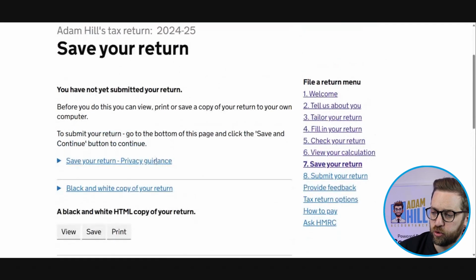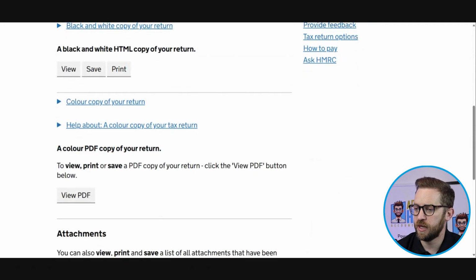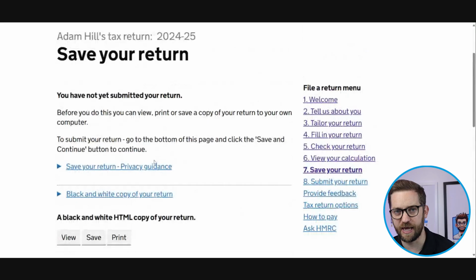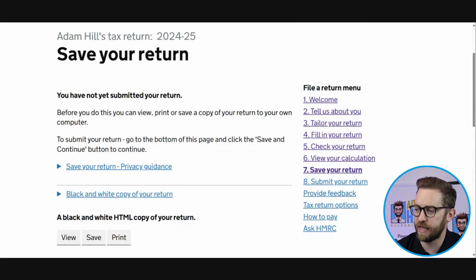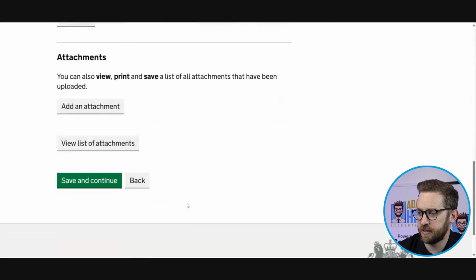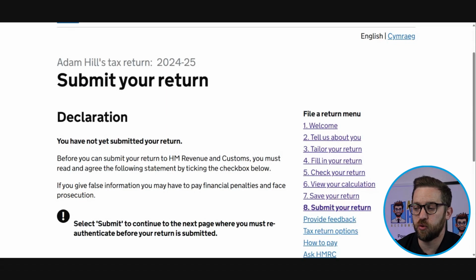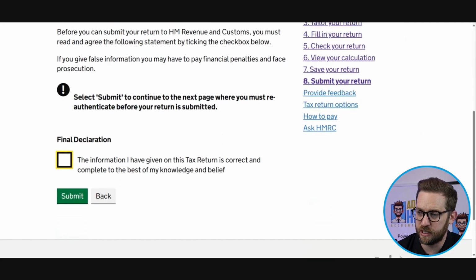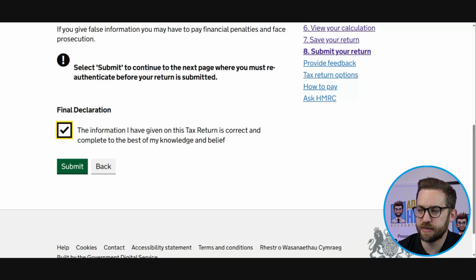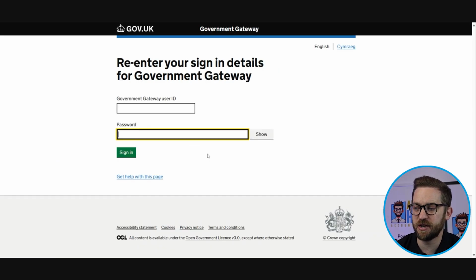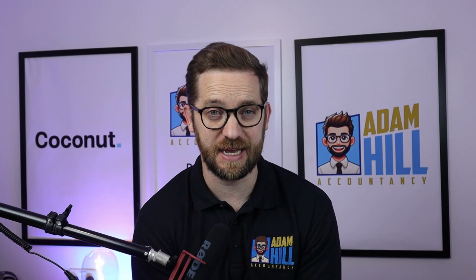I can save or print a copy of my return at this point. However, you can also log into your account once the return's been submitted, and you can normally view it from 48 hours after it's been submitted. You can view from within your account. And if I scroll down, save and continue, I have to make a declaration to say that all the information I've provided is accurate to the best of my knowledge. And then if I click submit, I'll then be prompted to re-enter my sign-in details in order to actually submit the tax return.